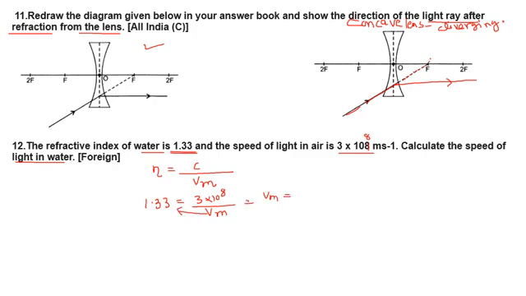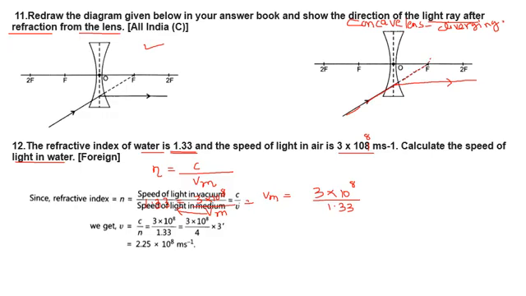Vm will come over here, and there will be a shifting of the values with the refractive index. The refractive index will take the place of Vm, that is the velocity of light in the medium, and once we solve this we will get the answer. 3 divided by 1.33 will be 2.5 into 10 to the power 8 meter per second. So this will be the speed of light in water.